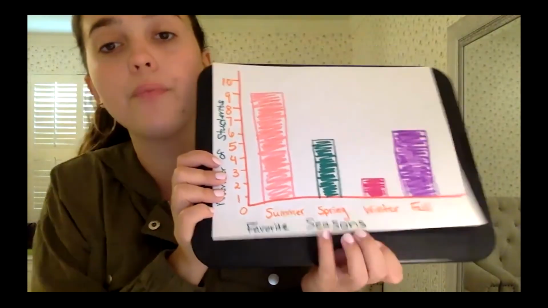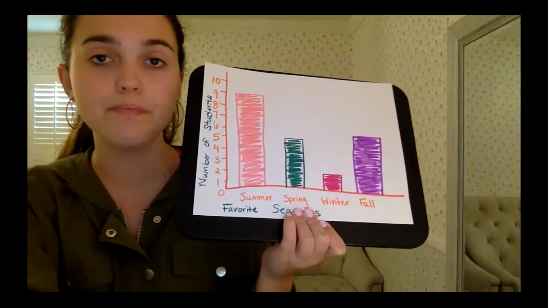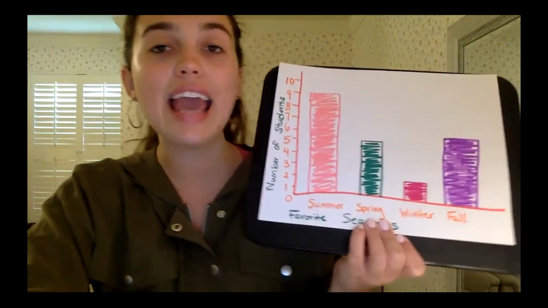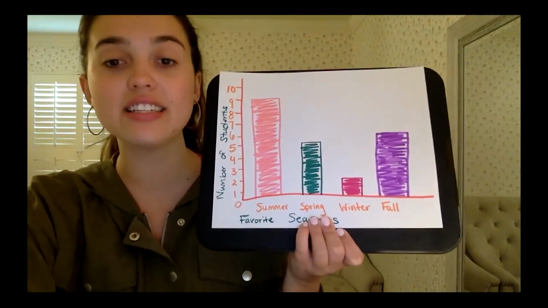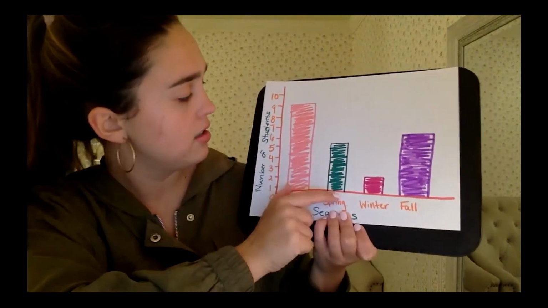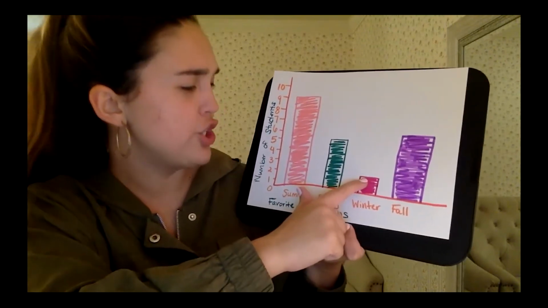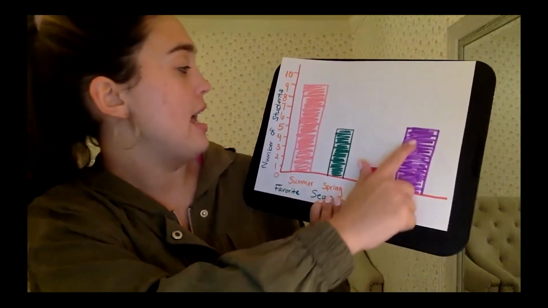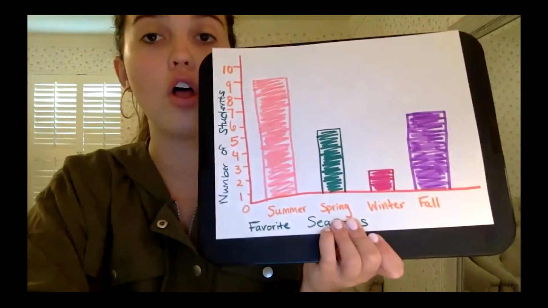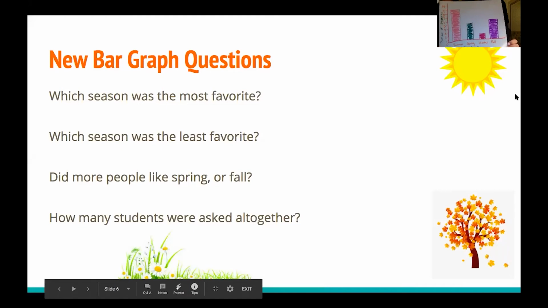All right, so the information here is that, let me see. Kenneth asked his friends what their favorite season is. And it looks like 9 of them said summer, 5 of them said spring, only 2 said winter, and 6 said fall. So this is what that looks like. I am going to share my screen with you all again so you can look at this, but I'm still going to keep this up so you can answer the questions. Okay.